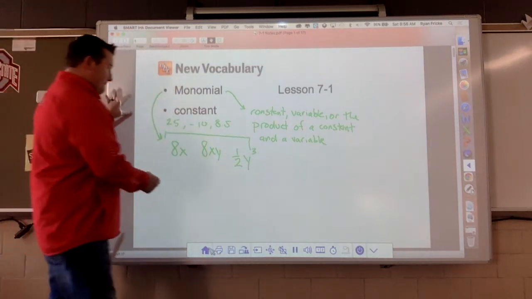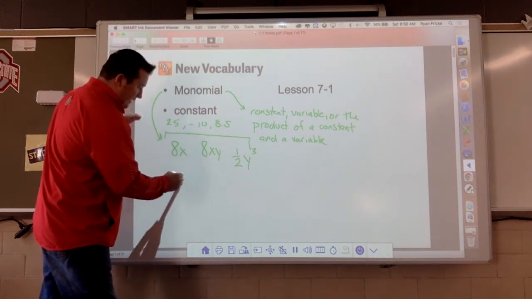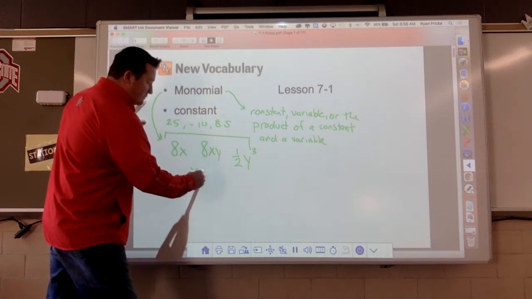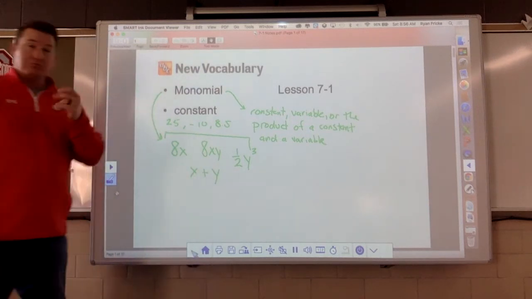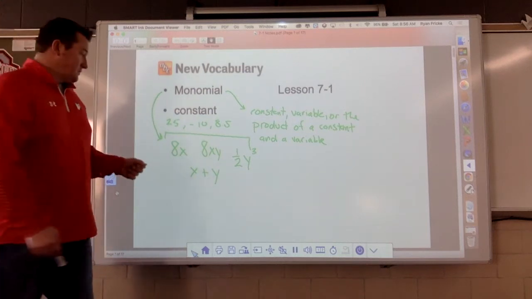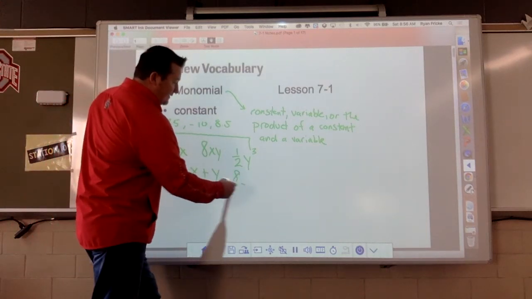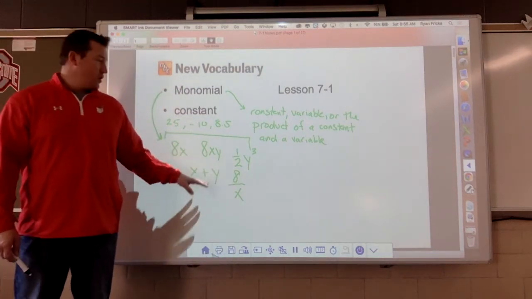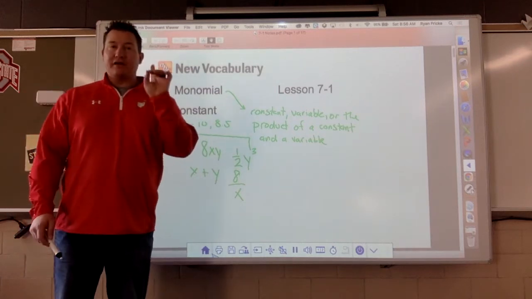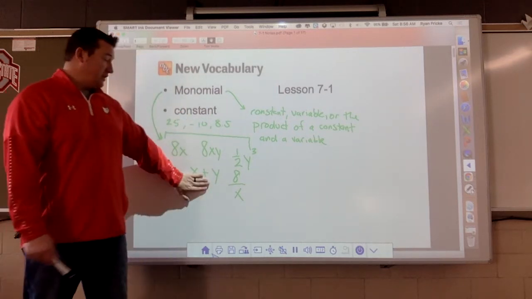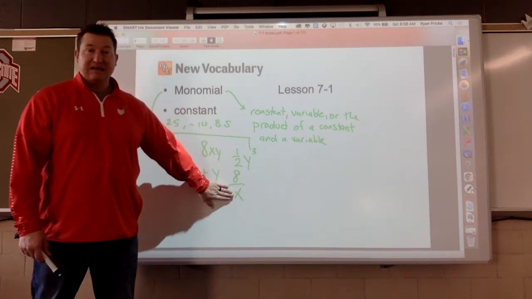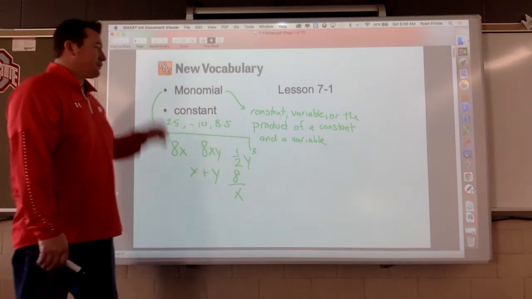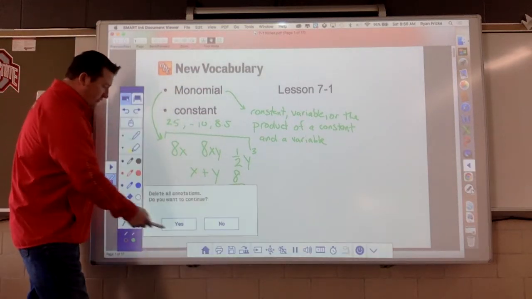Okay? What about things like, again, these could all be negatives and decimals and all that. What about like x plus y? Could we have something like that? What about 8 divided by x? Could we have something like that? No, right? Remember, we're only allowed to have the product or multiplication. So if we see addition, if we see division, not a monomial, okay? So there we go. Some new words for us.